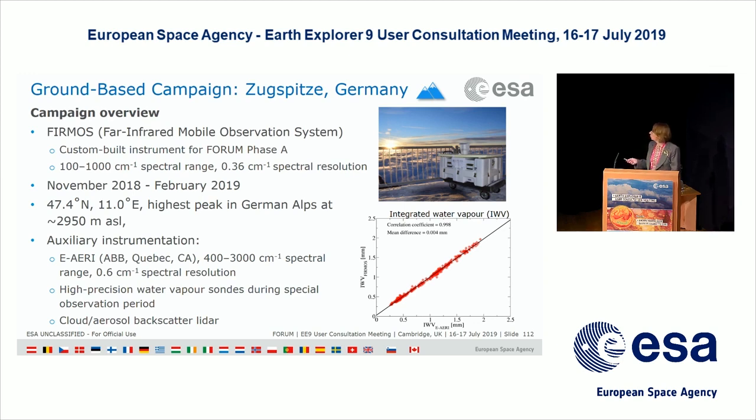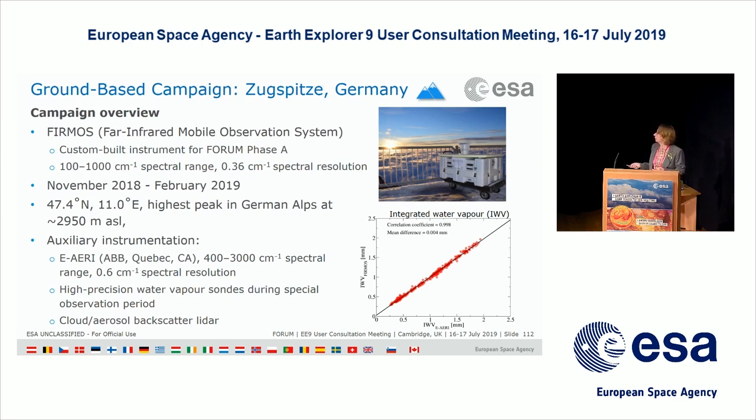And as was pointed out by Helen earlier, if you want to measure the far-infrared from the ground, you need very low water vapor, and you get that not at many locations on the globe, so we went in winter to the highest peak in the German Alps, which is the Zugspitze, which is close to 3 kilometers above sea level. Another reason for going there is that there is a lot of auxiliary instrumentation, and one of them is the ESA, which is a commercial instrument which also measures part of the far-infrared, so it covers 400 to 300 wave numbers, but with a coarser spectral resolution.